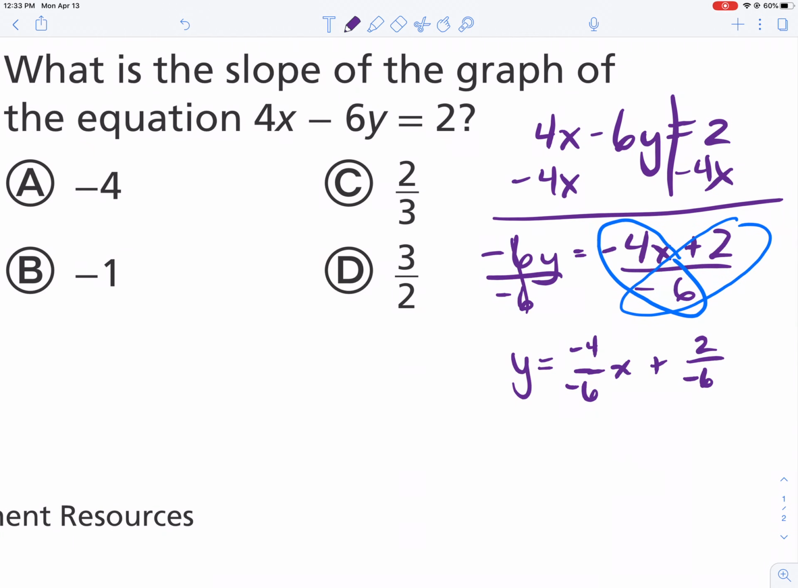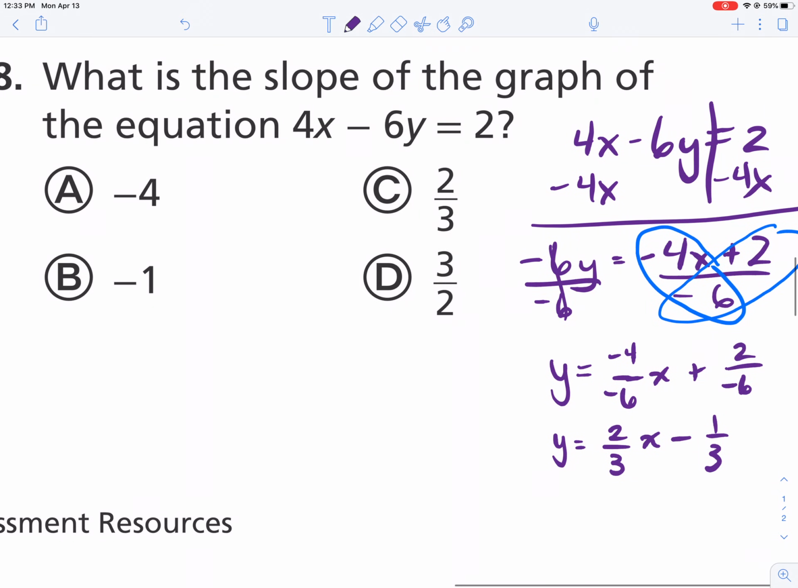So I have a negative over a negative, and I'm going to say y equals, I'm going to reduce that to 2/3, and because I have a negative over a negative, it's going to be positive x, and then 2 over negative 6, I have 1 negative, and they're both even, so I'm going to reduce it to 1/3. And in this case, we didn't even have to do the 1/3 part, but just to finish it, but it wants to know the slope. And remember, our slope is next to our value of x, and so we're going to say that our slope in this case is going to be 2/3.